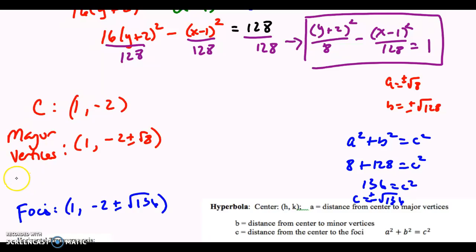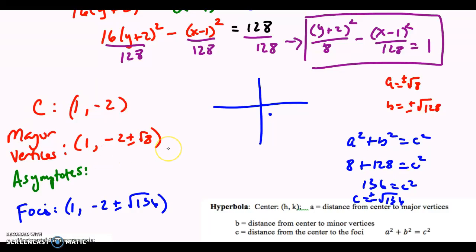And finally, the asymptotes. If you can picture it, and I'll draw a super quick graph here. If you can picture it, I have 1, negative 2, which is right there. My major vertices, I went up some amount, negative 2 plus root 8, and negative 2 minus root 8. This is your y distance. So I have my slope of this line is going to be negative 2.